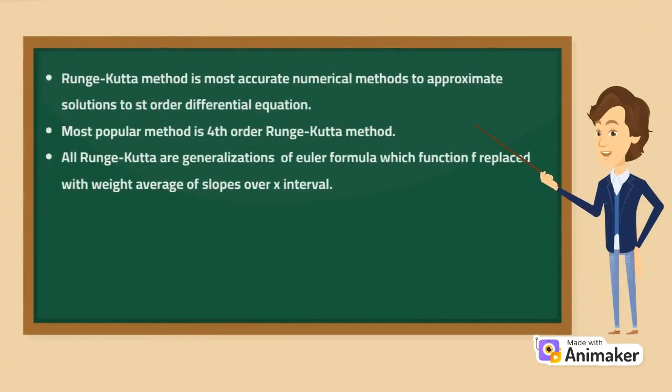Runge-Kutta is one of the most accurate numerical methods to approximate solutions of first-order differential equations with given initial values. Most of the time, the fourth-order Runge-Kutta method is used to obtain the best accuracy to find y solutions. This method is a generalization of the Euler formula in which function f is replaced with a weighted average of slopes over the x interval.